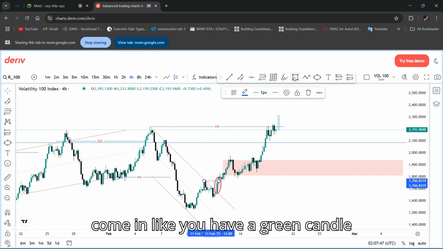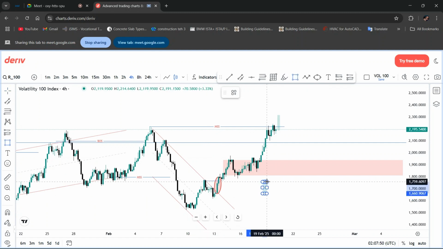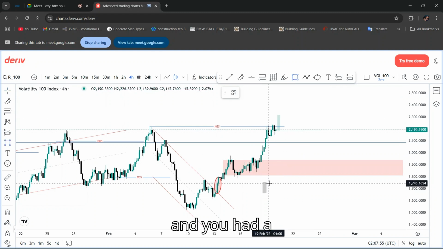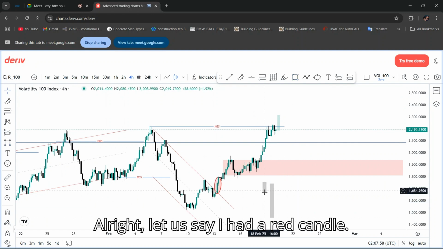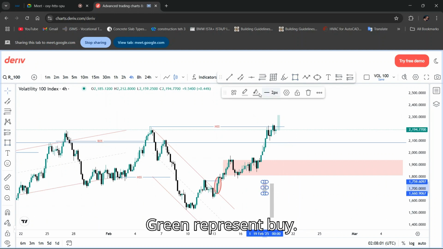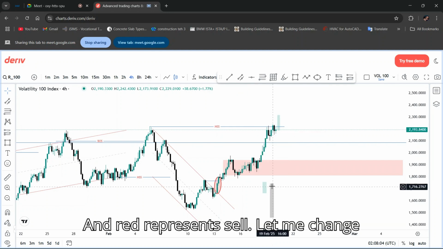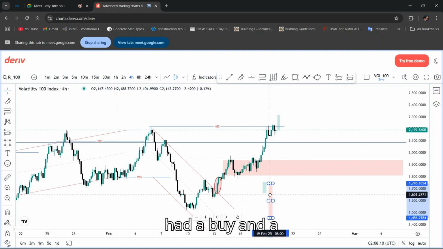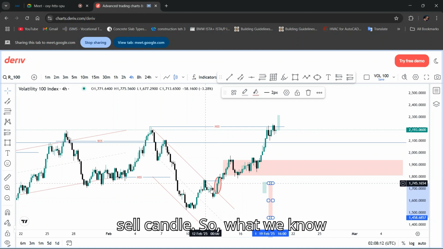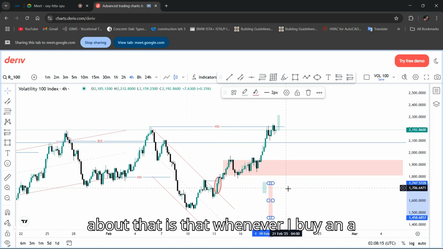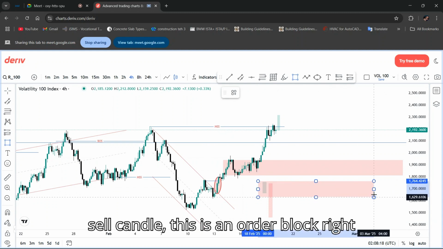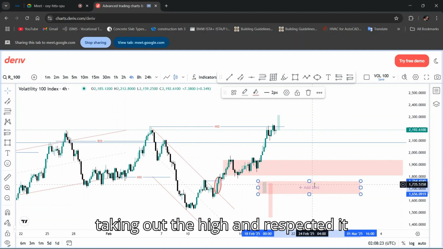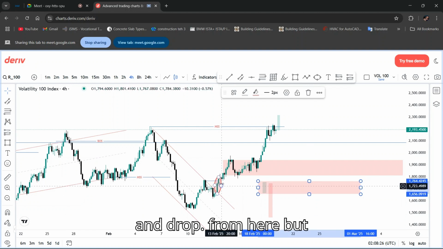So that would have come like you have a green candle, a black candle here, or let us say you had a red candle, because green represents buy and red represents sell. Let me change this to red. So we had a buy and a sell candle. What we know about that is that whenever there is a buy and a sell candle, this is an order block right here. So it should have pulled back, not taking out the high, and respected it and dropped from here.